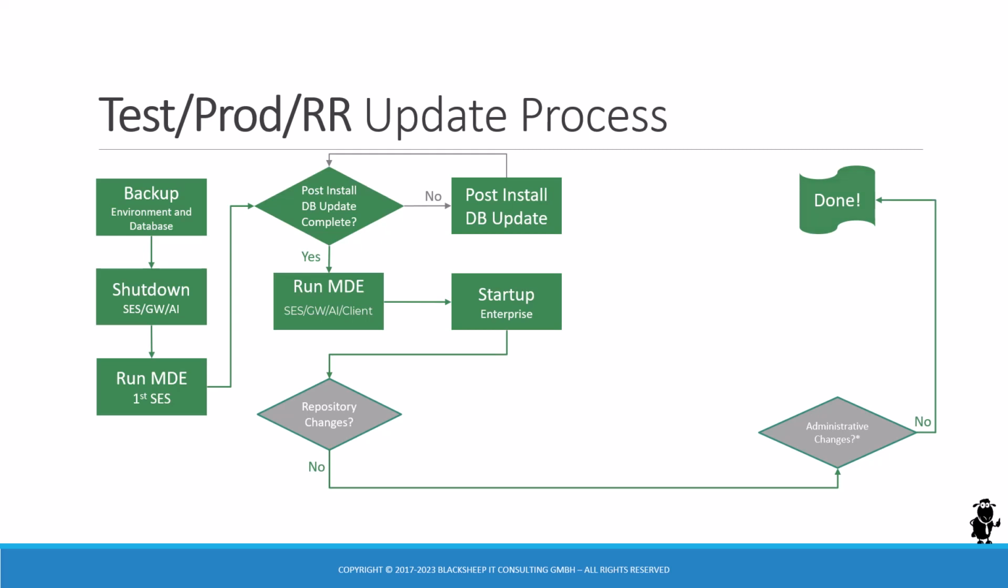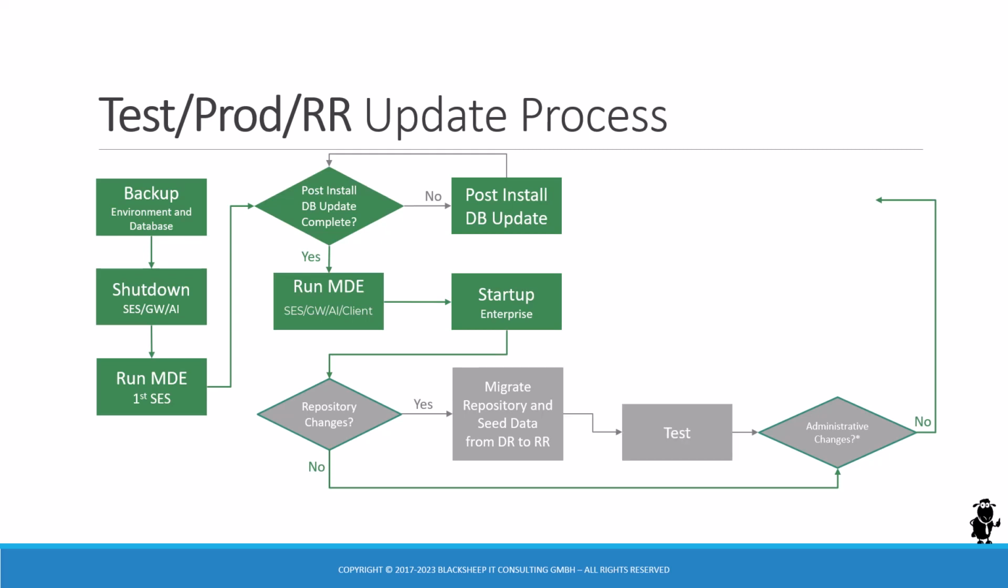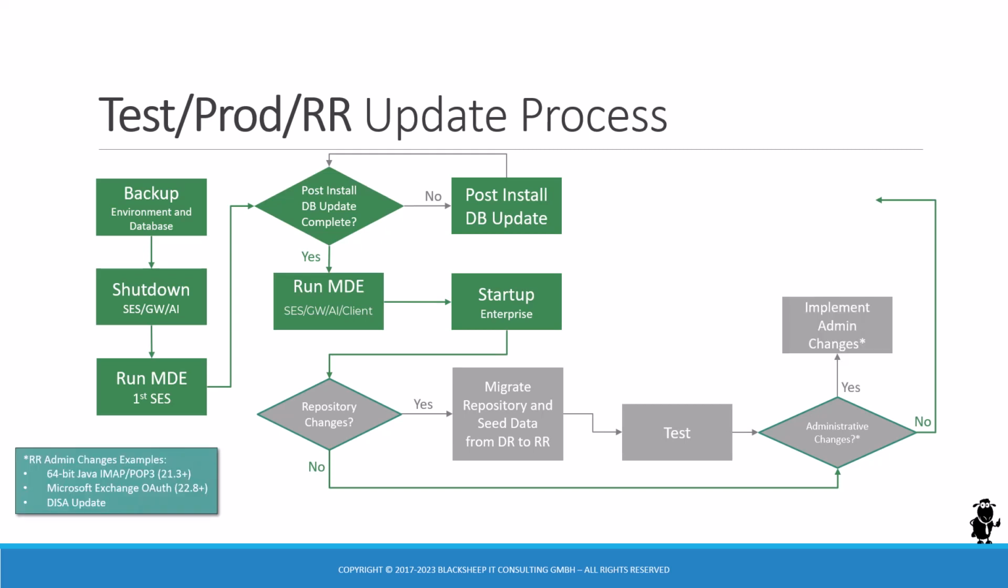Now, the longer path is, of course, if you had repository changes, you need to go and fire up that migration application to migrate the repository, and don't forget the seed data changes from the development to the DR environment. Make sure you test that thoroughly, and if you have any administrative changes, depending on your implementation, you have to implement those. And then we're done with the update of a test or production environment.